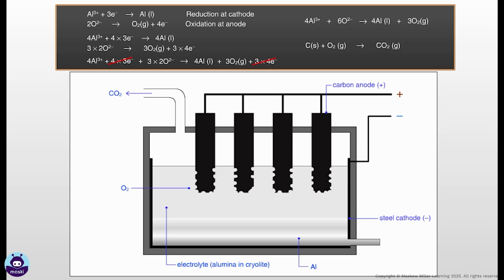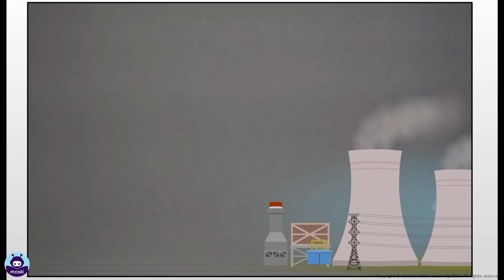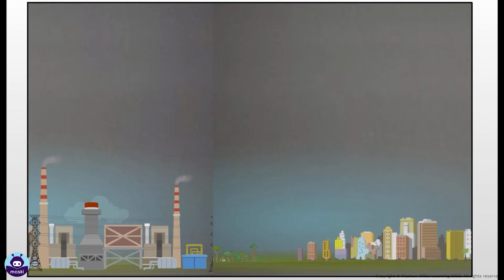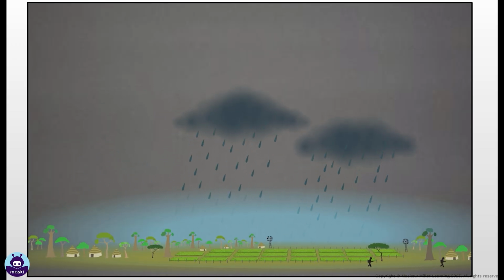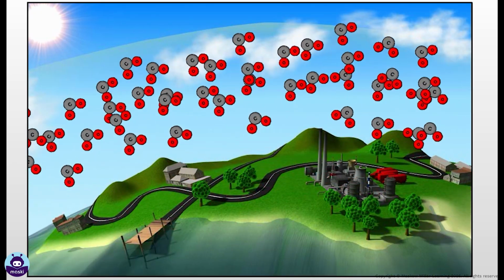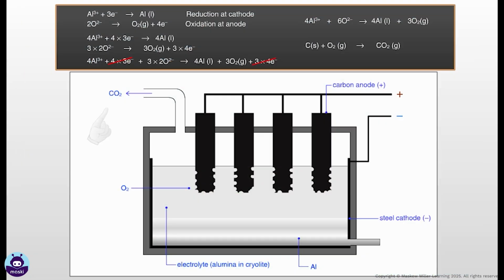This electrolytic process uses a massive amount of electricity and is extremely expensive to produce aluminium metal through this process. This has several environmental consequences, such as depletion of coal reserves, acid rain, and global warming. Carbon dioxide that is produced at the anode adds to the problem of global warming. Also, cryolite used in this process breaks down and produces emissions that are harmful to human health.